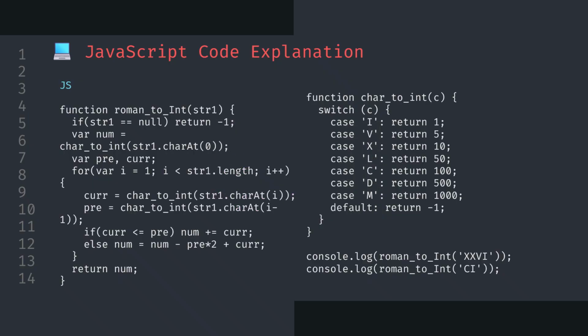Here's our complete code snippet. We map Roman characters to integers with the helper function. Then, we loop through the string, adjusting for cases where a smaller numeral comes before a bigger one. This handles subtraction rules like IV, which is 4, perfectly.